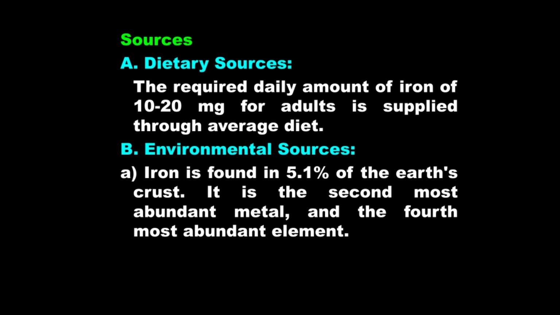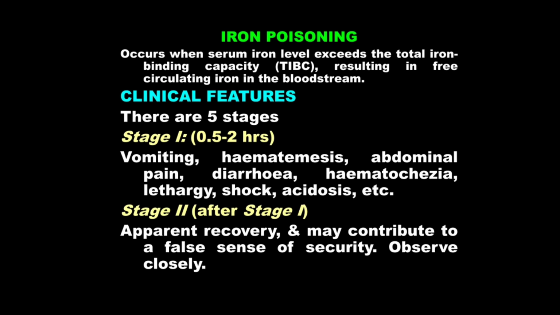Coming to iron poisoning, when the serum iron level exceeds the total iron binding capacity, referred to as TIBC, which results in free circulating iron in the bloodstream, you get clinical features of iron toxicity comprising 5 stages. Stage 1, about half an hour to 2 hours after exposure with vomiting, hematemesis, that is vomiting of frank blood, abdominal pain, diarrhea. Often there is hematochezia, frank blood in the stools, not to be confused with melena, which is altered blood, which gives rise to the so-called tarry stools or blackish stools. So here you have hematochezia, blood-stained stools. There's also lethargy, shock, metabolic acidosis, etc.